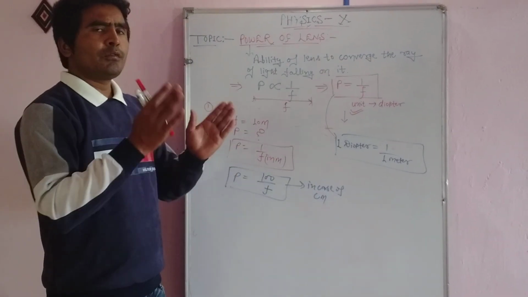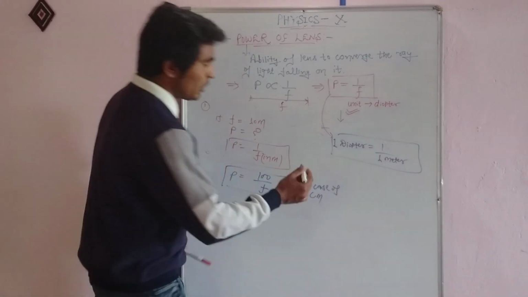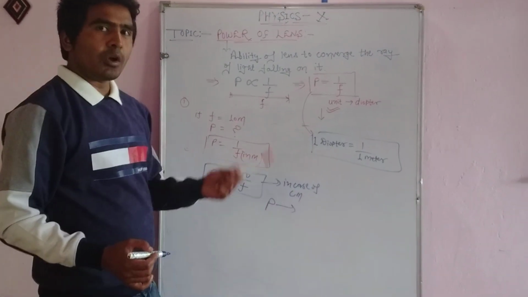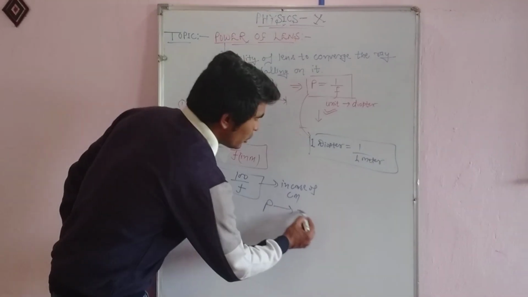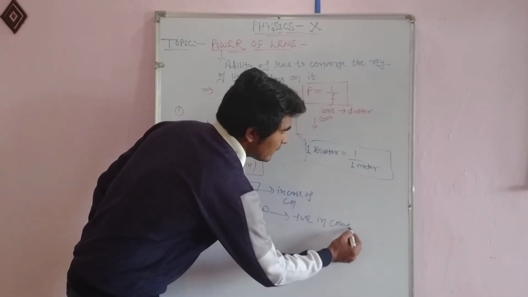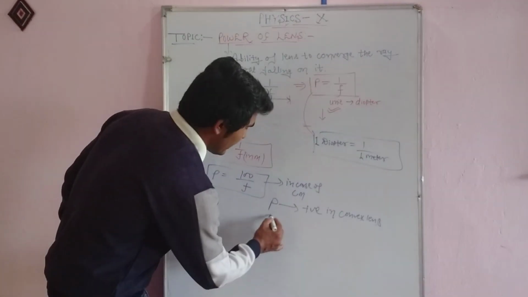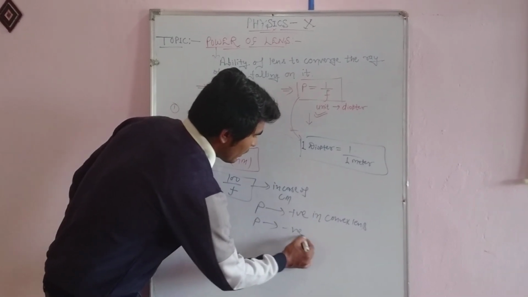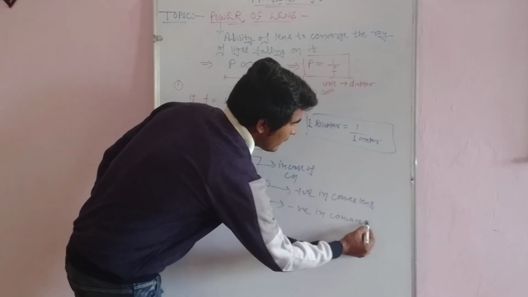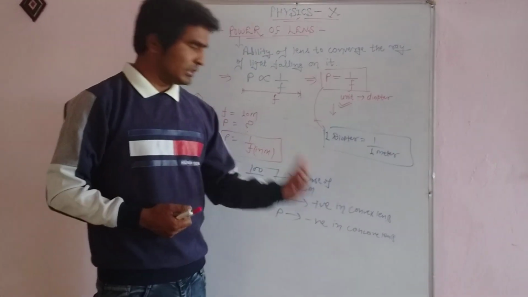We know that the focal length of a convex lens is always positive, so the power of the convex lens is also always positive. Focal length of convex lens is positive, so power is always positive in a convex lens. In case of a convex lens, power should always be positive, and in case of a concave lens, power should always be negative. You can easily identify the solution of this type of question.